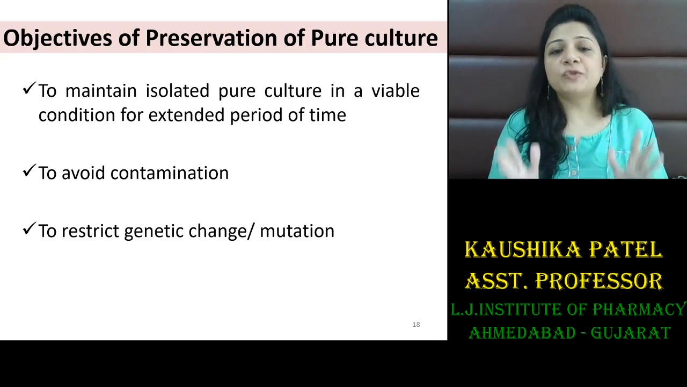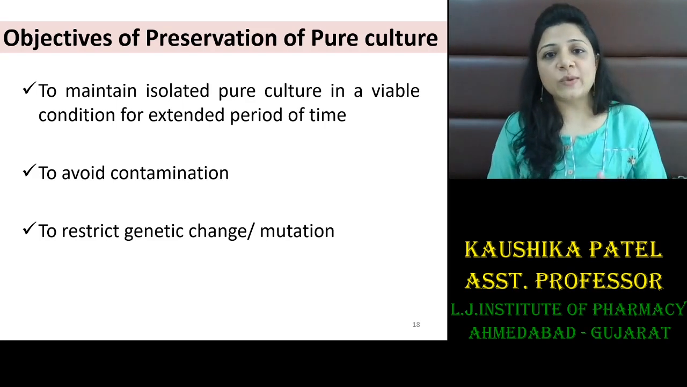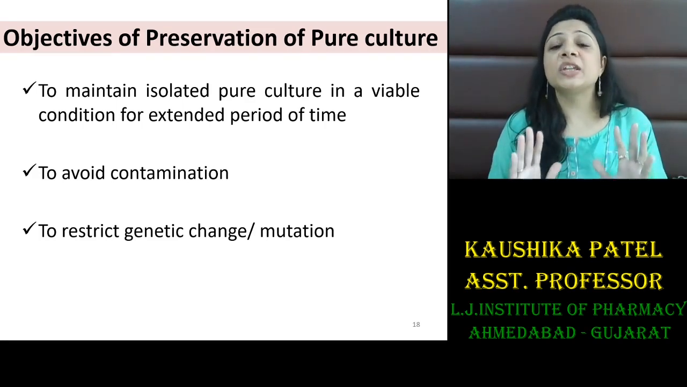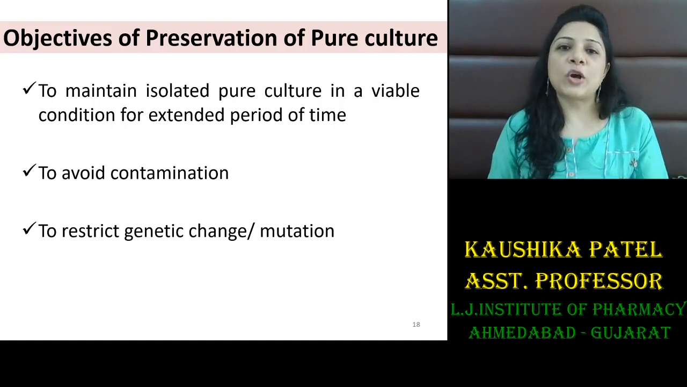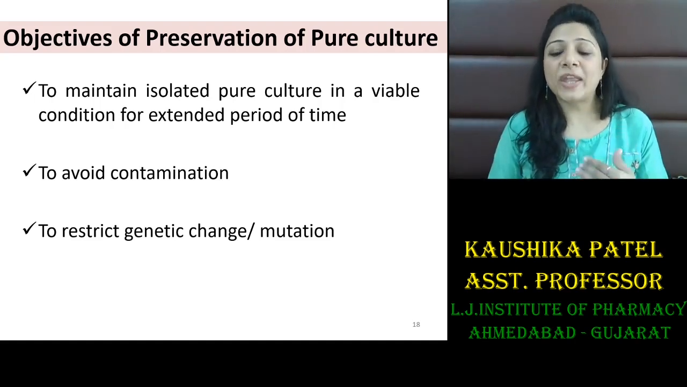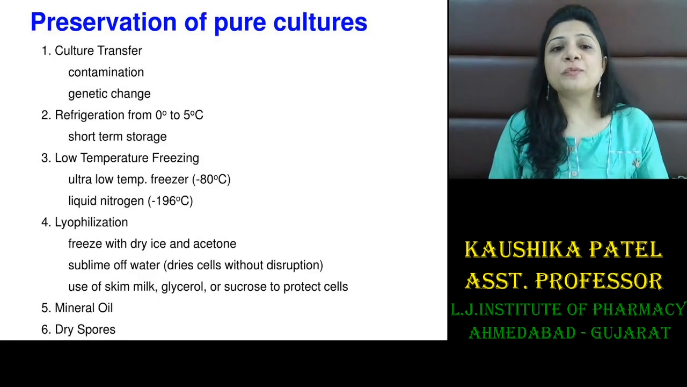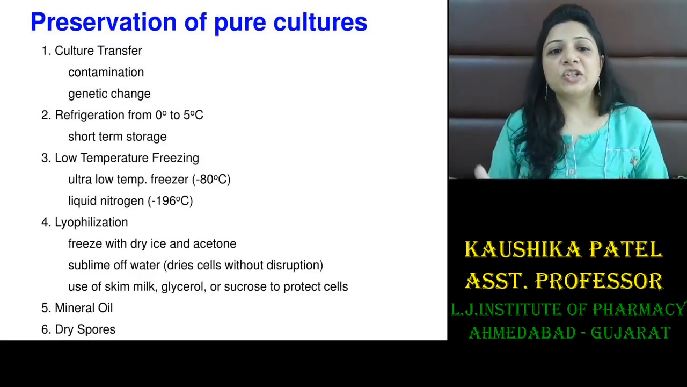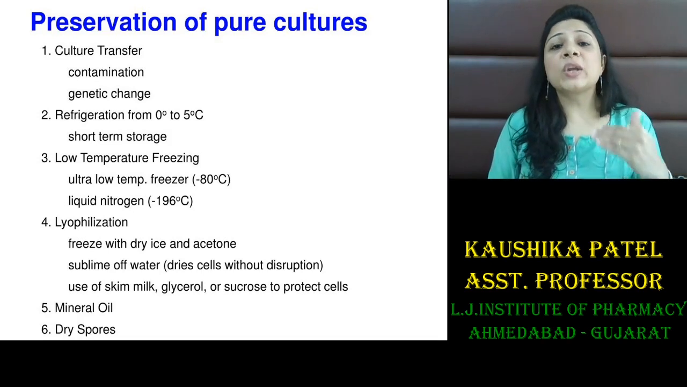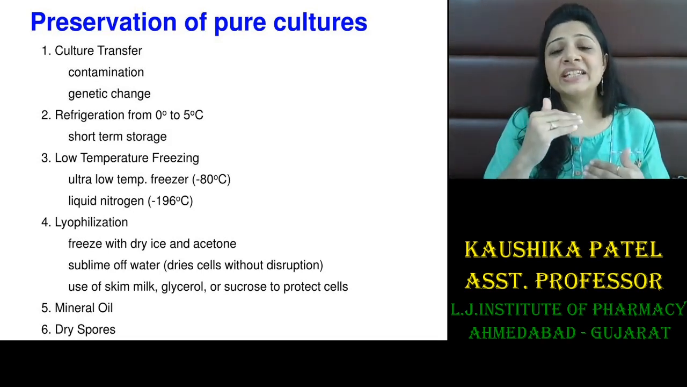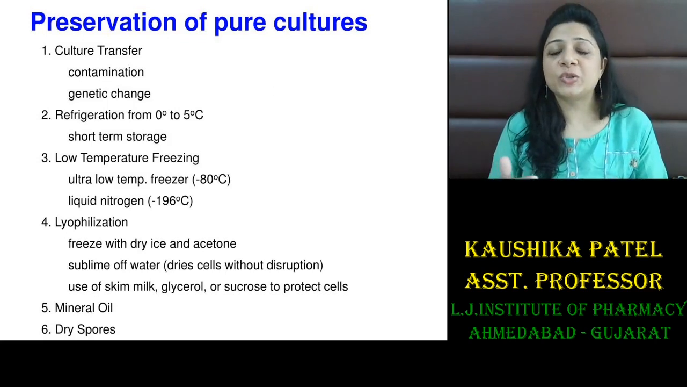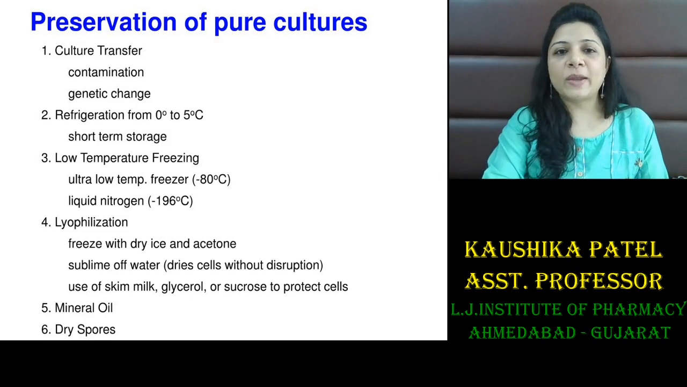So for storage, for maintaining the cells in a viable condition, to avoid any contamination by other surrounding microorganisms and to restrict mutation, preservation of pure culture is to be done in a proper way. The techniques for the preservation of pure culture are direct culture transfer, refrigeration, low temperature freezing in a refrigerator or in liquid nitrogen, the lyophilization method, mineral oil, or sterile soil. So we will see all the methods one by one.